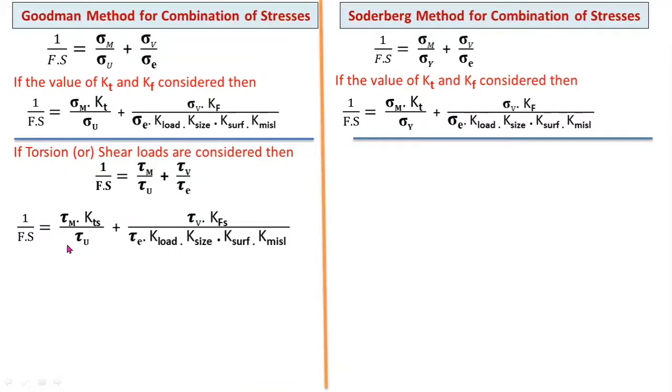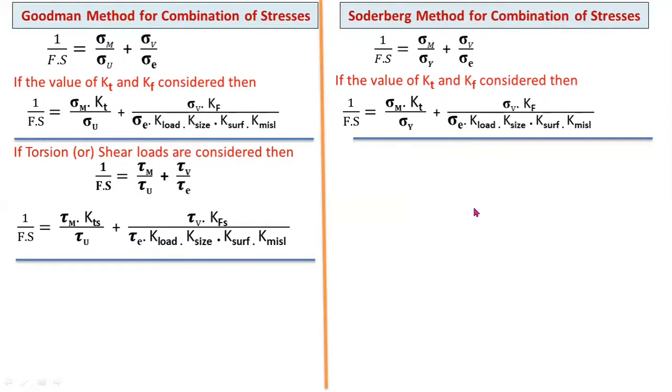In the same way, if we are considering the theoretical stress concentration factor for shear loads (KTS) and fatigue stress concentration factor for shear loads (KFS), then the formula is like this: 1 by Fs equals tau m by tau u into KTS. Here KTS is the theoretical stress concentration factor for shear loads. Tau e is the endurance limit.